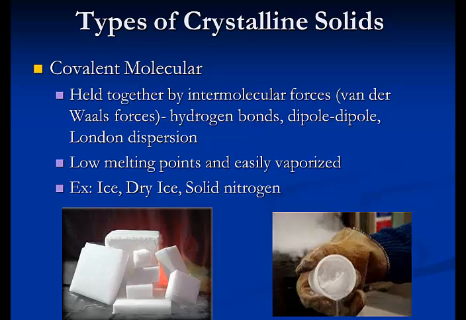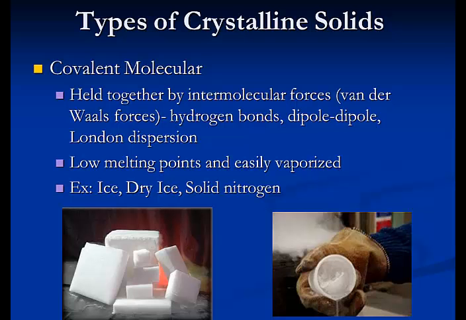There's also a possibility of those being noble gases. So in that case, it would be atoms. So for instance, if we had solid argon, the points of the crystal would be argon atoms. So it is possible to be an atom or a molecule with covalent molecular.